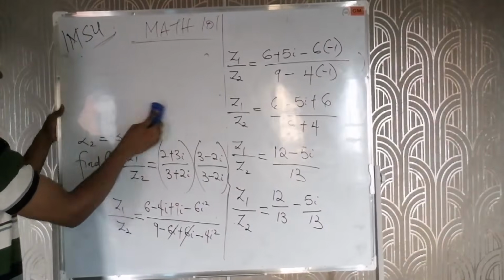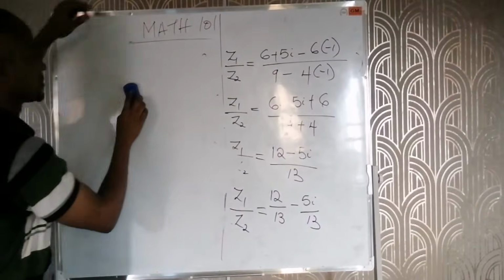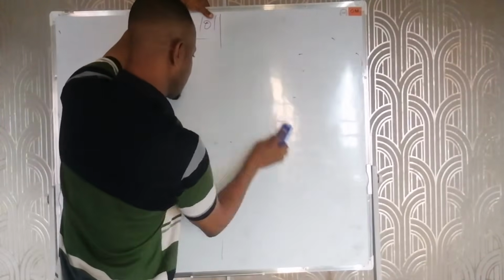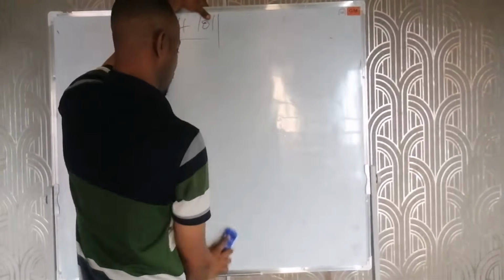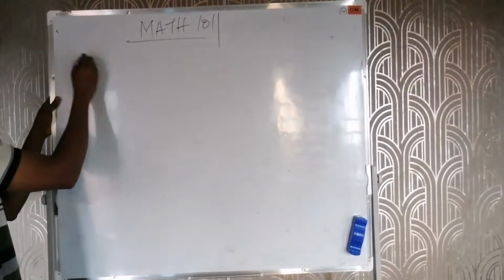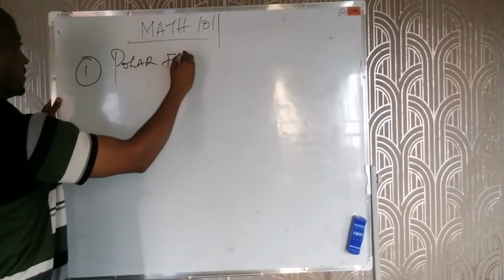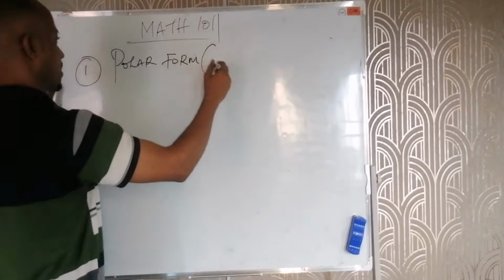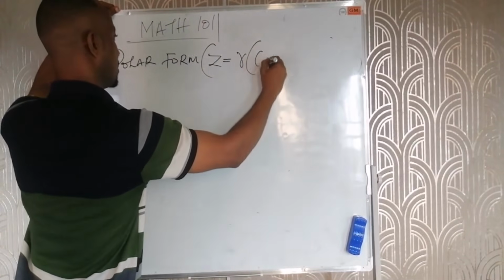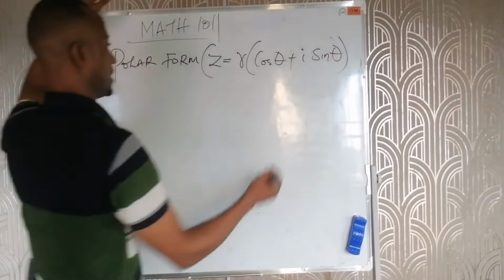Then in our next class, I'll be talking about what we call the polar form of a complex number. We have some forms we'll be looking at. The first form we'll look at tomorrow is called the polar form. The general expression is z equals r(cos theta plus i sine theta).